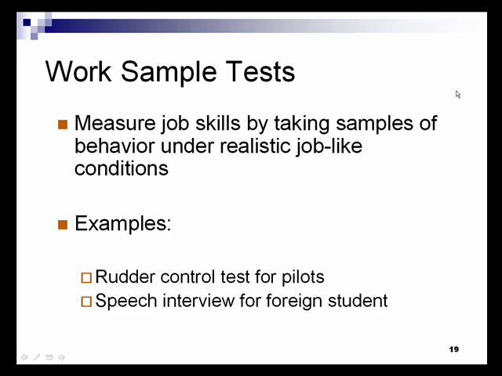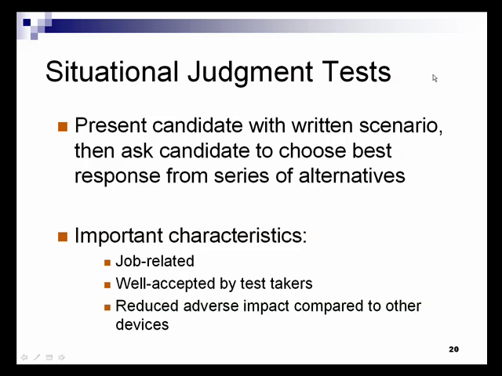Another type of assessment is what we call a situational judgment test. This is where you present candidates or applicants with written scenarios and then ask the candidates to choose the best response from a series of alternatives. Some important characteristics to know about situational judgment tests are that they're highly related to the job, they are often well accepted by applicants, and they reduce adverse impact compared to other devices, so they're great.